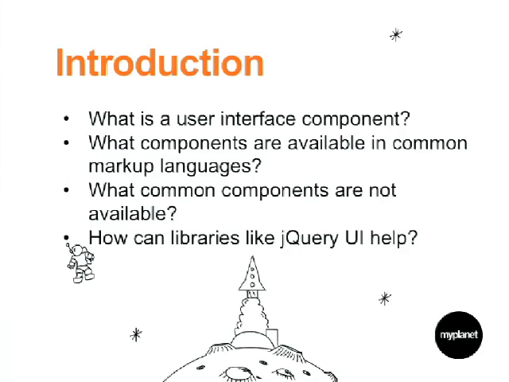So what is a user interface component? A user interface component is an encapsulated piece of user interface. These are the building blocks. These are the things that you would find in a toolkit like YUI, jQuery, Dojo. These are the pieces that you can put together to build a user interface. We're talking buttons, spinners, sliders, progress bars. These are user interface components.